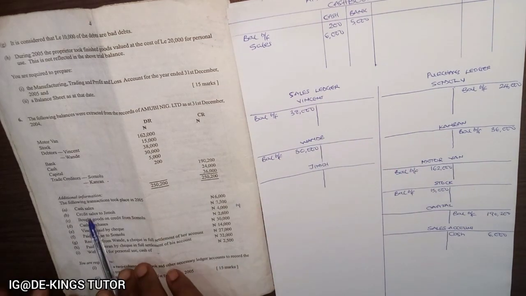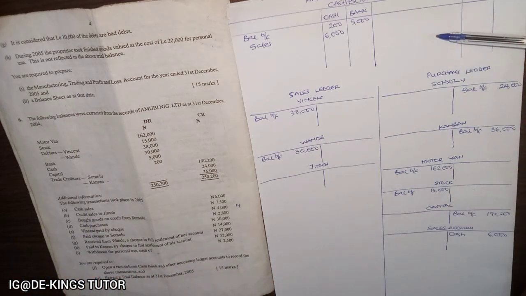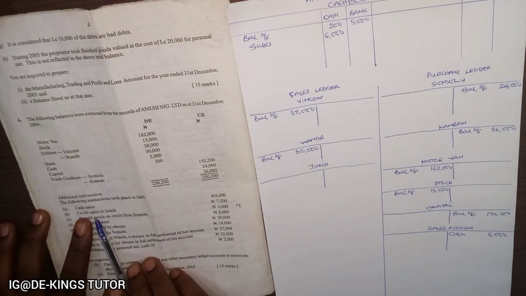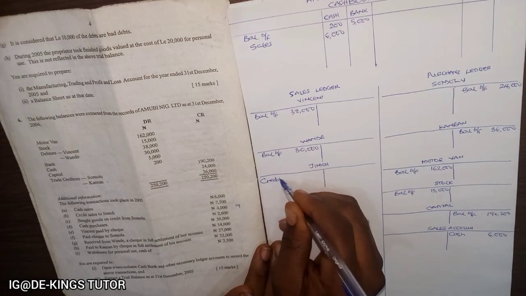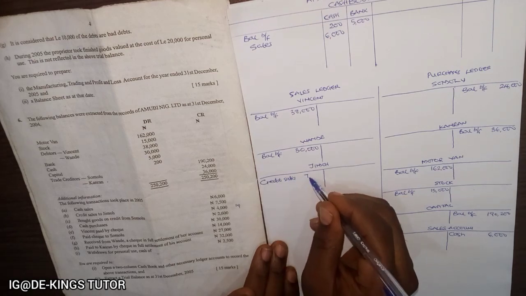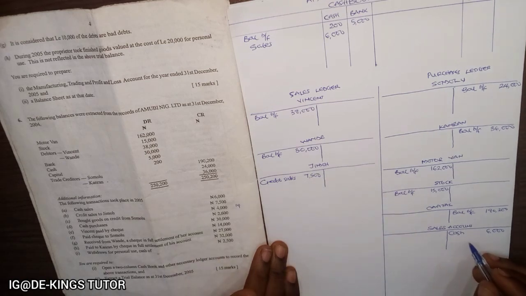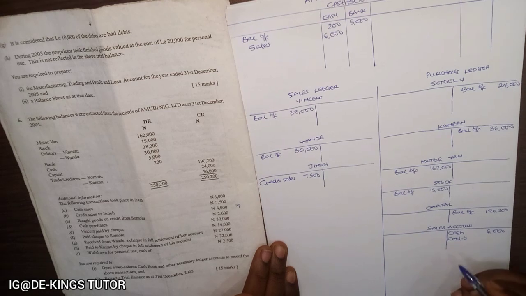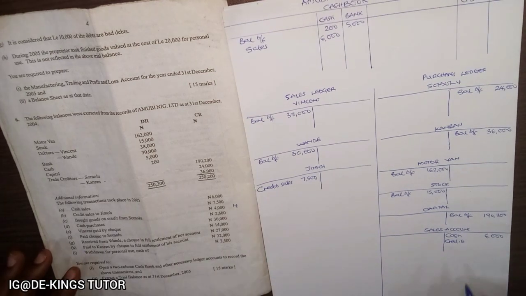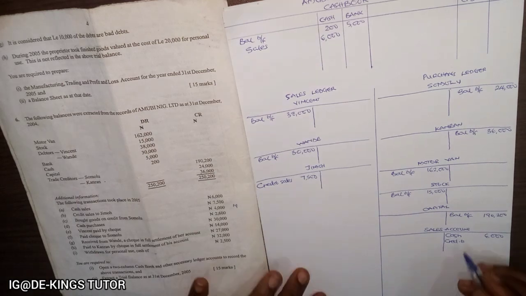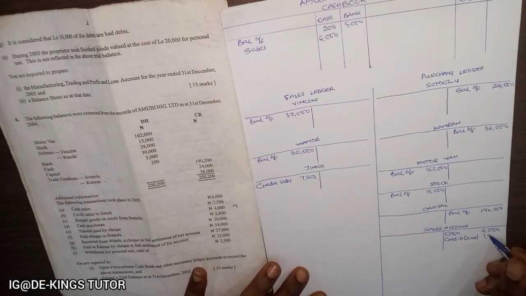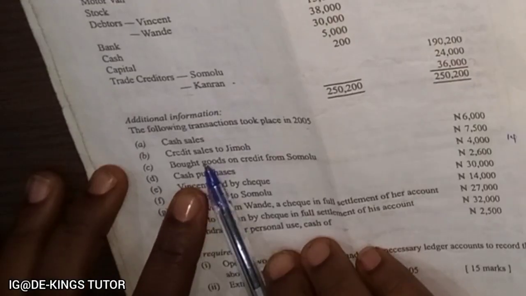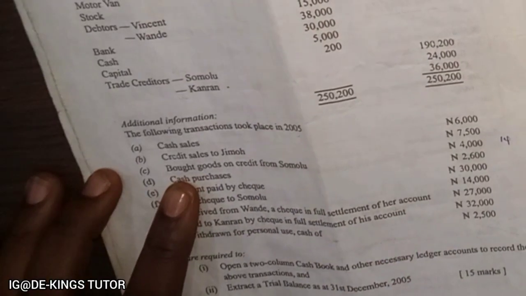Okay, so they say credit sales to Jimo, and all sales that are on credit do not come to the cash book. They pass through the day book. So Jimo received it, so it will come here as credit sales, that is 75. Then the corresponding entry will go to the sales account on credit. The sales account shows the totality of all sales, both cash and credit. So we have credit that is coming from Jimo, 75.